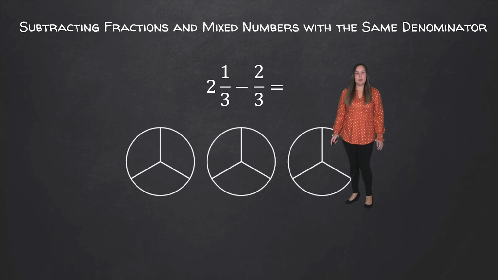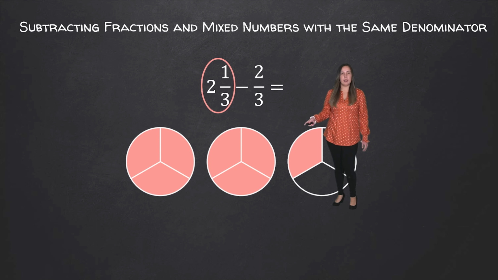Here we have 2 1/3 minus 2/3. So we're going to start off by shading in 2 1/3. So that's 2 whole circles and then 1/3. Okay? And then we're going to take away 2/3 of what we already have because we're subtracting.